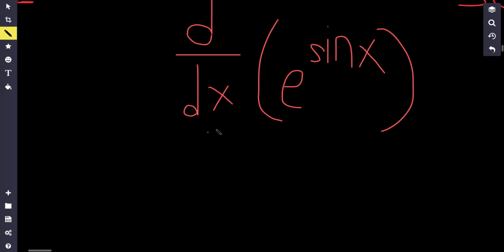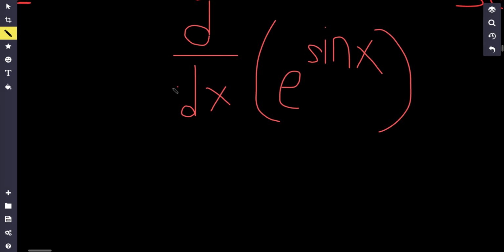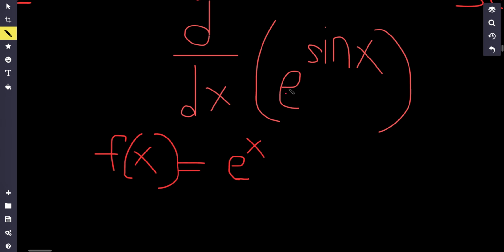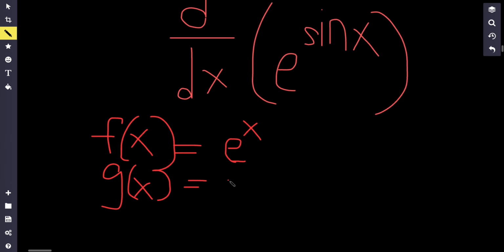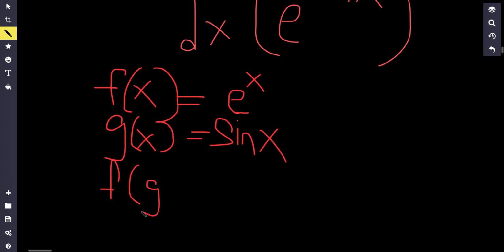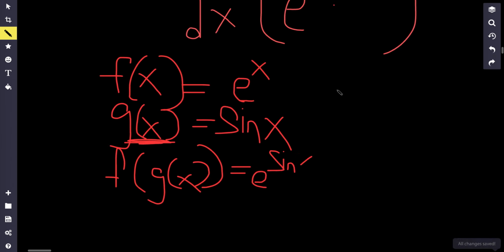Use the chain rule for this problem. So imagine if our outside function is equal to e to the x. Our outside function is e to the x, and our inside function is equal to sine of x. So that means that f of g of x is equal to e to the x, but everywhere you see x, you just replace it with a g of x, which is sine of x. So yeah, this checks out that this is a composite function.